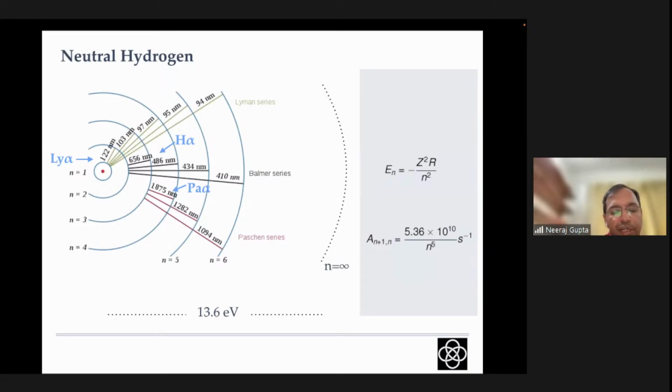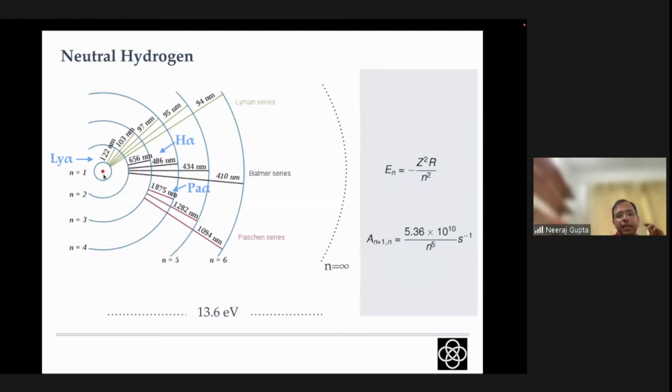Can we use this to look at neutral hydrogen? Yes, that is correct. We can use these to look at neutral hydrogen, but these actually correspond only to the recombination lines. So they are sensitive to gas which is in the ionized phase. Okay, so that's the major difference.